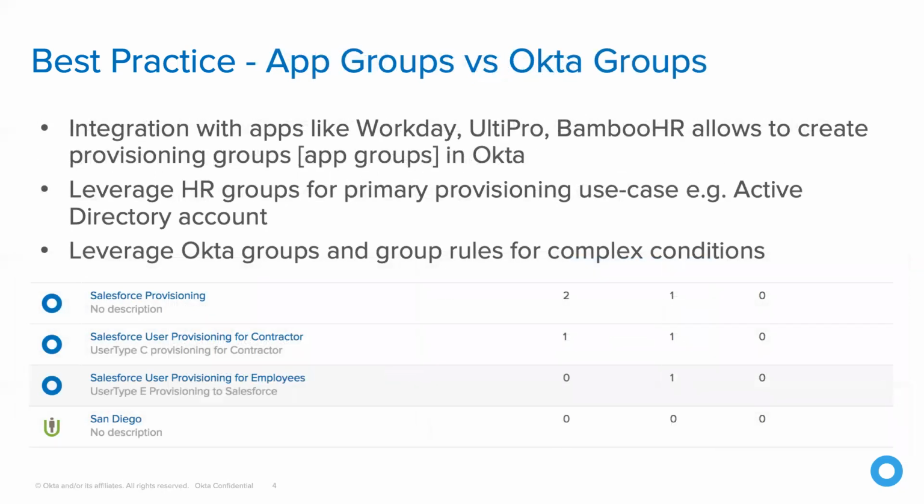Let's talk a little bit about groups. Now, we all know groups are powerful when it comes to providing application access or security permissions to subsets of users that have similar roles. But if you have an HR-driven IT use case, integrations with apps like Workday, UltiPro, and Bamboo HR allow you to create provisioning groups or app groups in Okta. You want to leverage those for primary provisioning use cases. For example, if you want to provision an account from Okta to Active Directory, using these groups is also an easy way to reference where that source of truth is.